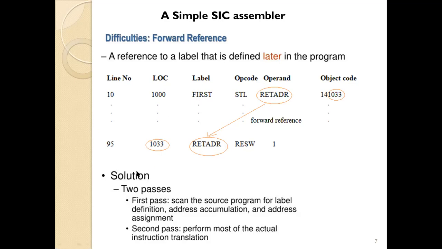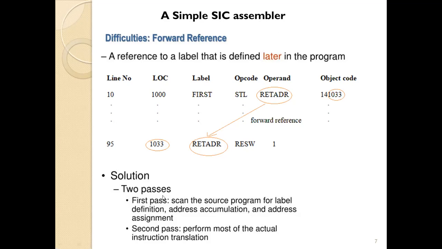What is the solution? Due to this reason, most assemblers make two passes over the source program. Two passes in the sense, two moves. Which are those two passes? Pass 1 and pass 2. It is also called the first pass and the second pass.